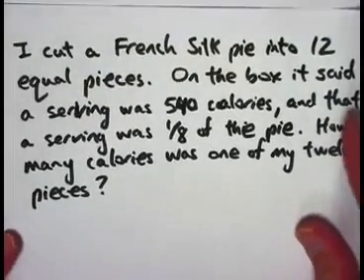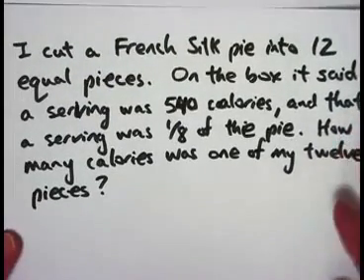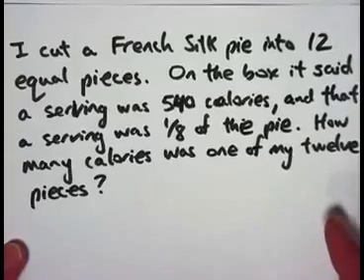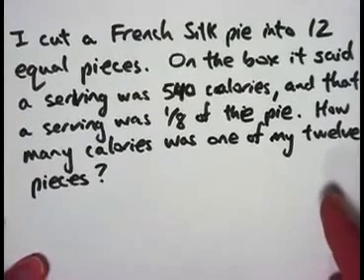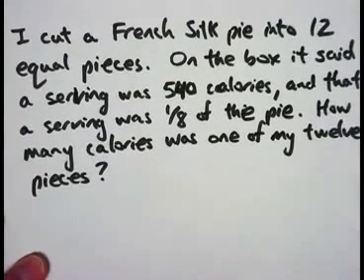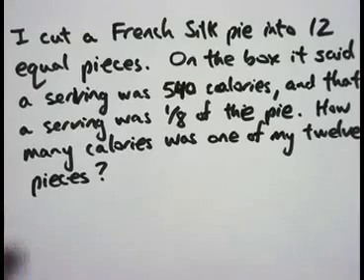All right, let's look at an application. I'm not going to be able to finish this in this video, I think, but just get a hint at what to do, and we'll finish it in the next video. Pie again. I cut French silk pie, my favorite kind of pie, into 12 equal pieces. On the box it said a serving was 540 calories, and that a serving was also 1/8 of the pie.